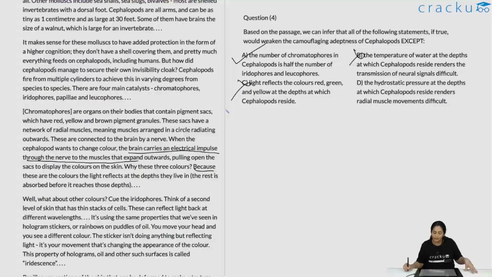The hydrostatic pressure at the depths at which cephalopods reside renders radial muscle movements difficult. Again, radial muscle movements is needed over here. Okay, we have that they work on a network of radial muscles radiating outwards. The radial muscle essentially triggers the change in color. So if the radial muscle doesn't move, or if its muscle movements are difficult, the chromatophores will definitely not work. So D also hampers the effective functioning of chromatophores. So D will also reduce the camouflaging ability of octopuses. Only A does not really indicate how it would actually weaken the camouflaging ability. So A is the correct answer.